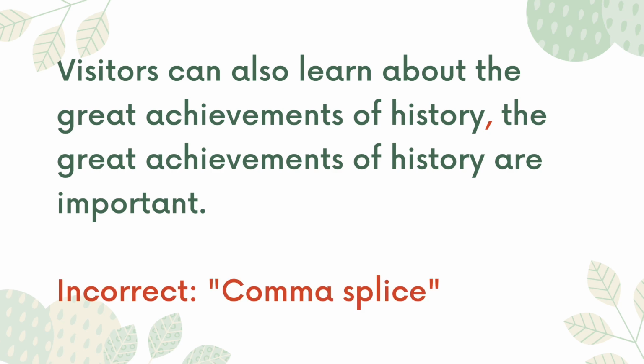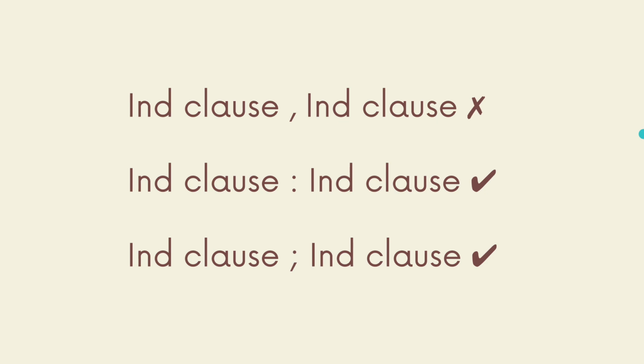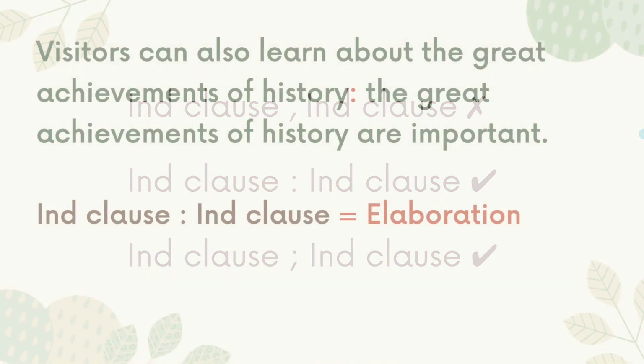We have two independent clauses and they have been joined with just a comma. You may know this error as a comma splice. It is possible to fix the comma splice by replacing the comma with a colon or semicolon. A colon or semicolon indicates the elaboration of an independent clause by another independent clause. Using a colon or semicolon would be grammatically correct.